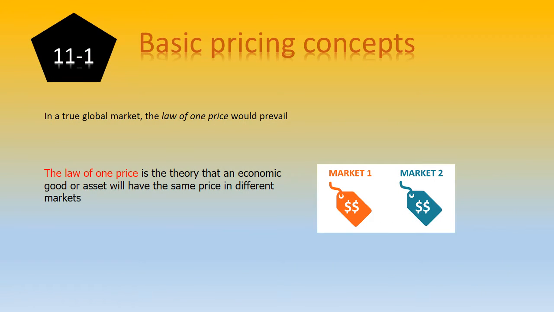Basic pricing concept. In a true global market, the law of one price would prevail. The law of one price is the theory that an economic good or asset will have the same price in different markets. It means all customers in every market could get the best product available for the best price, the same price in another market.